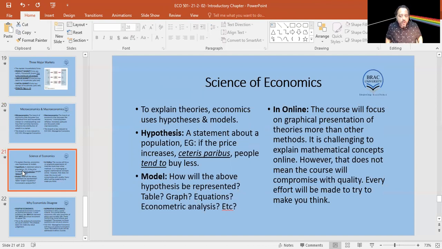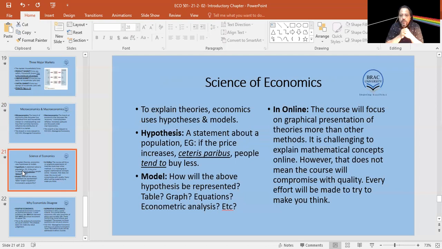Just like over here, if the price increases, ceteris paribus, people tend to buy less. Okay, you're not happy with the households. You want to write the hypothesis like this: if the price increases, ceteris paribus, firms tend to sell more. Whichever way you look at it, from the firm's point of view or the household's point of view, this is just a statement. Now, how does economics present this statement? Economics uses a model.